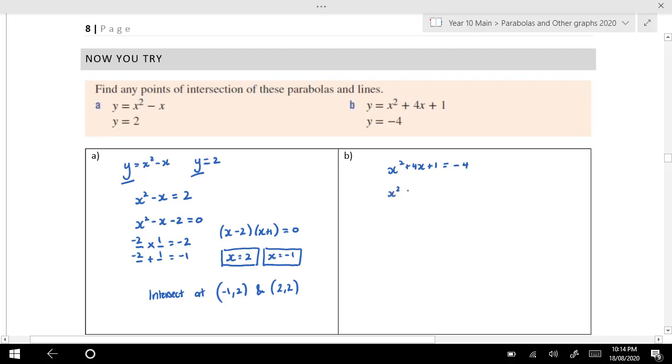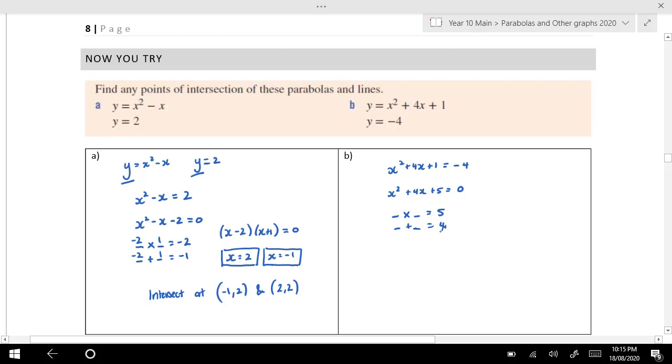x squared plus 4x. Let's add 4 to both sides, plus 5. This time, though, it looks as though, can we do this by, can we factorize? Well, are there two numbers which multiply to give 5 and add to give 4? I certainly can't think of those.